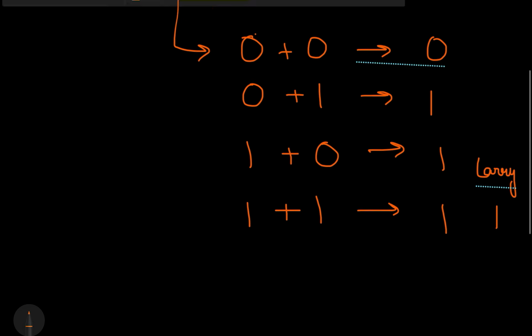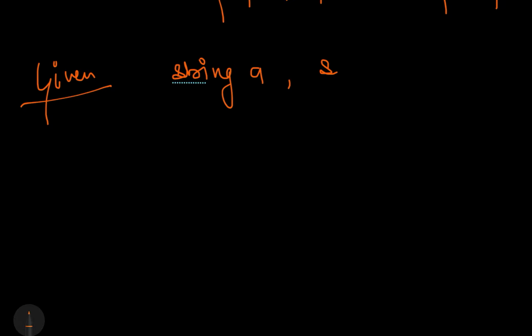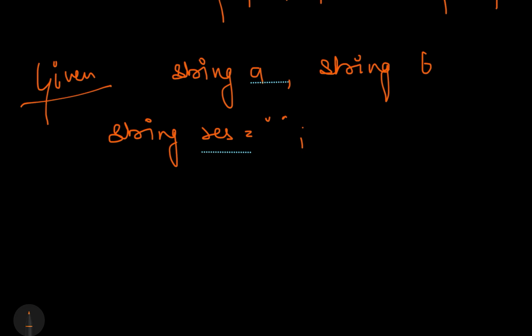So, using this knowledge, let's see how we'll add these two binary strings. What has been given in our code is a function addBinary which takes two strings, a string A and a string B. These are two binary strings and we have to return the sum of these two binary strings. Okay, so let's store our result in a new string.